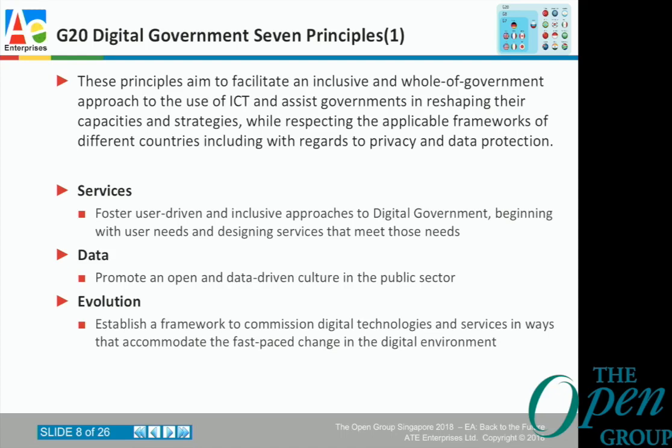They have a principle about data. They want to know how they can get an open and data-driven environment and culture in their public domain. And then they're looking at evolution, establishing a framework to commission digital technologies, but also to accommodate them in the fast-paced change that we're doing. So they recognize it's all moving too fast. It's moving faster than I think any of our individuals can understand, and we've been in this game a long time. So what chance do they have? So they know it's moving very quickly.